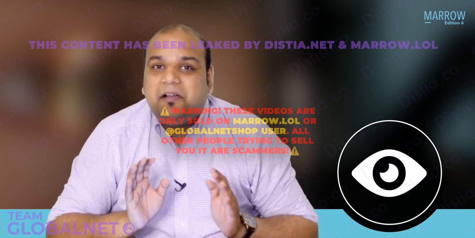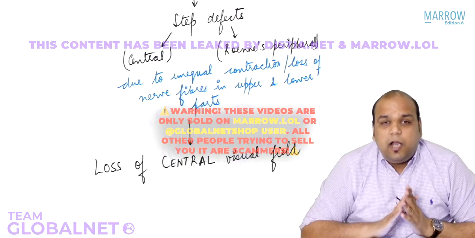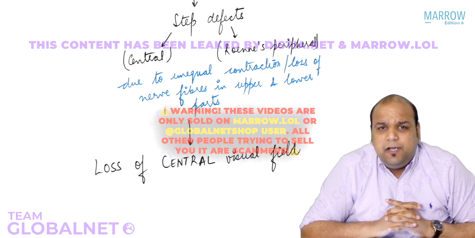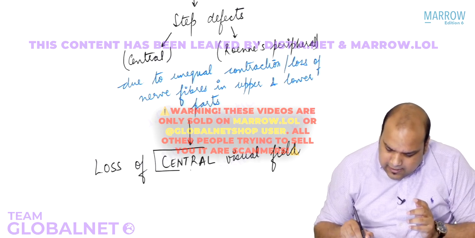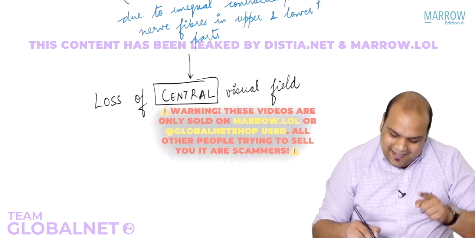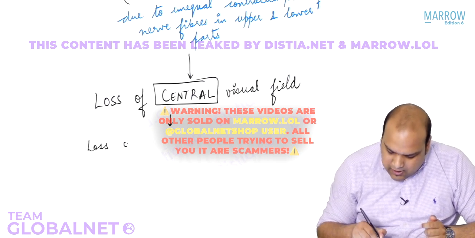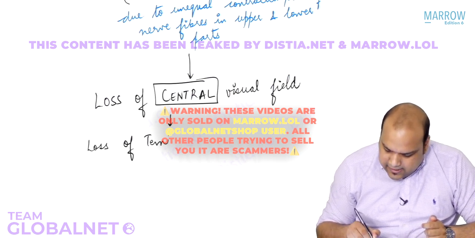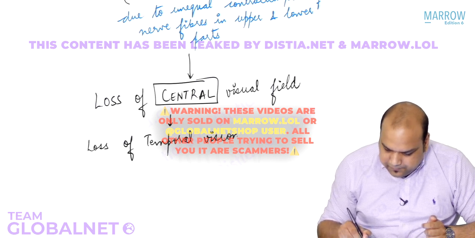Loss of central vision occurs after a long chain of visual field defects. So now if I ask you which is the last part of visual field to be lost in glaucoma, can you say central, everybody? Yes or no? Yes? No, guys, no. Even after central visual field is lost, there is a very small area in the temporal side that remains. Loss of temporal vision.